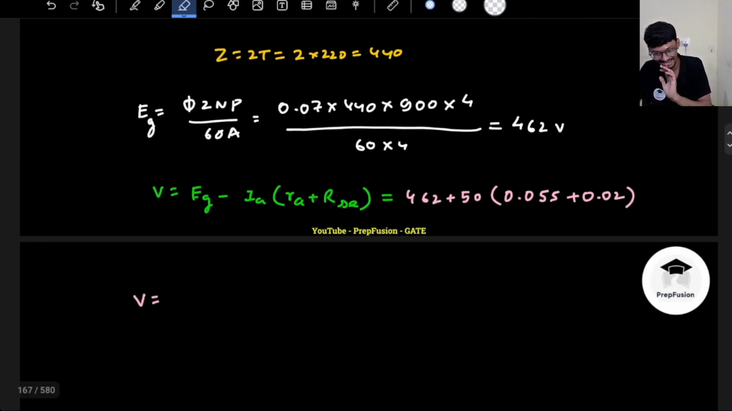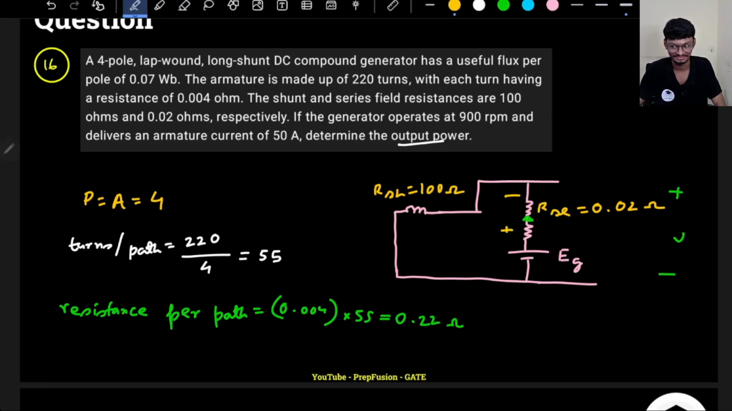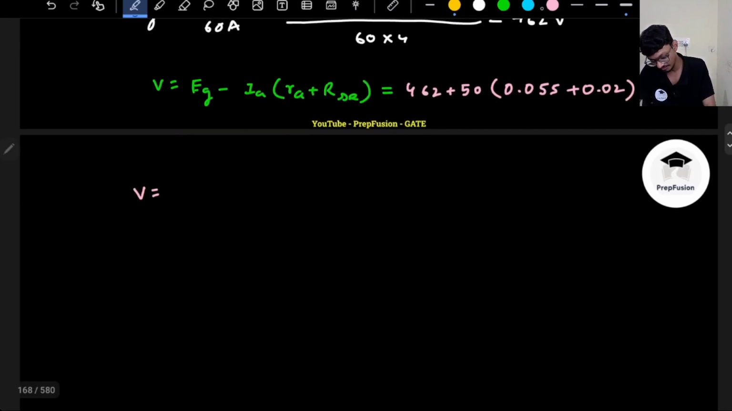I'm sorry, it is delivering, right? So the drop will be like this, correct? What am I doing? I'm in some other mind. So V will be negative, so it will be 458.25 volts.